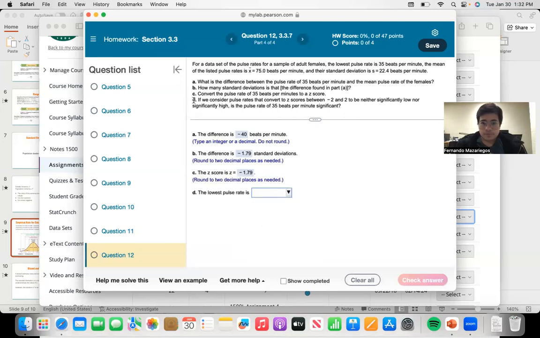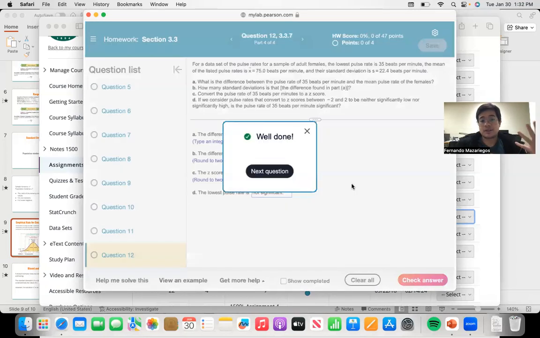okay, we are in part D now. If we consider pulse rates that convert to z-scores between -2 and 2 to be neither significantly low nor significantly high, is the pulse rate of 35 beats per minute significant? So they are just telling us it's going to be significantly low if it is below -2. So that's not the case. It's significantly high if it's above 2. That is not the case. So it is not significant.